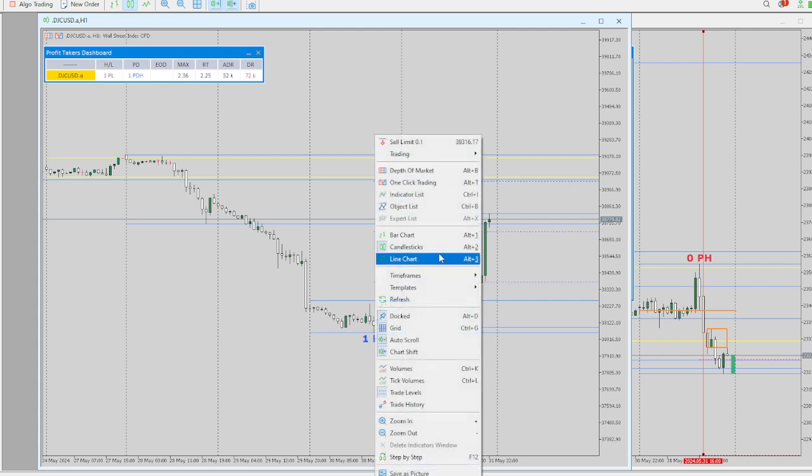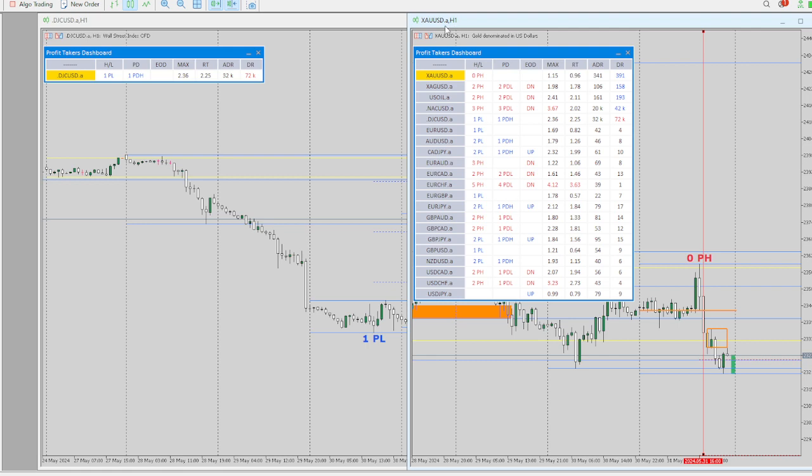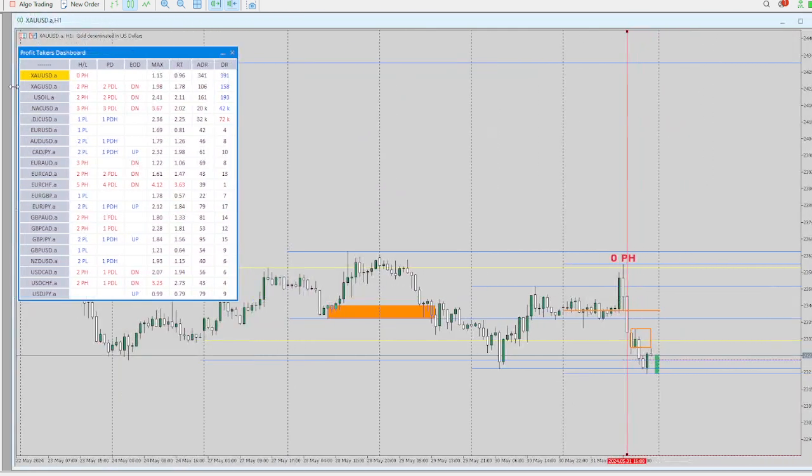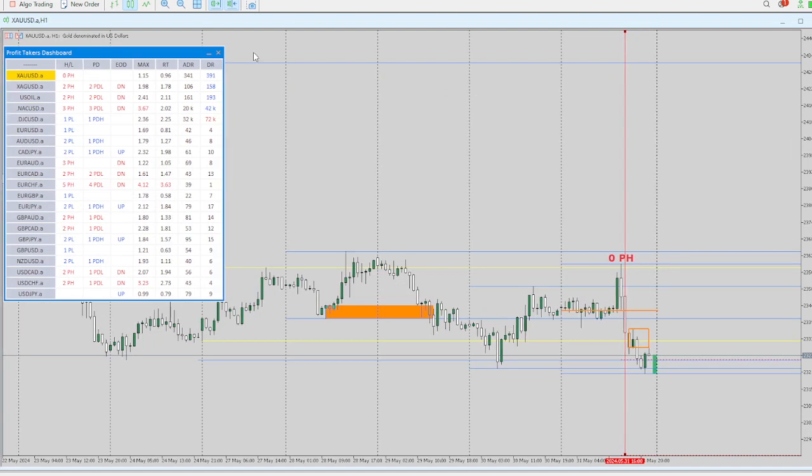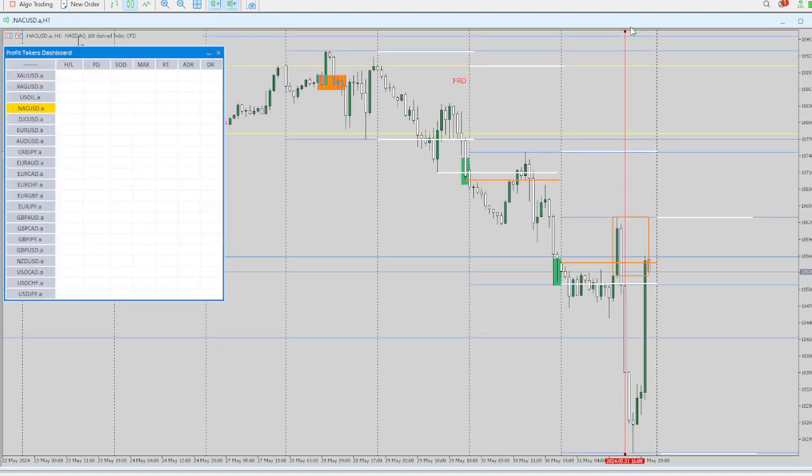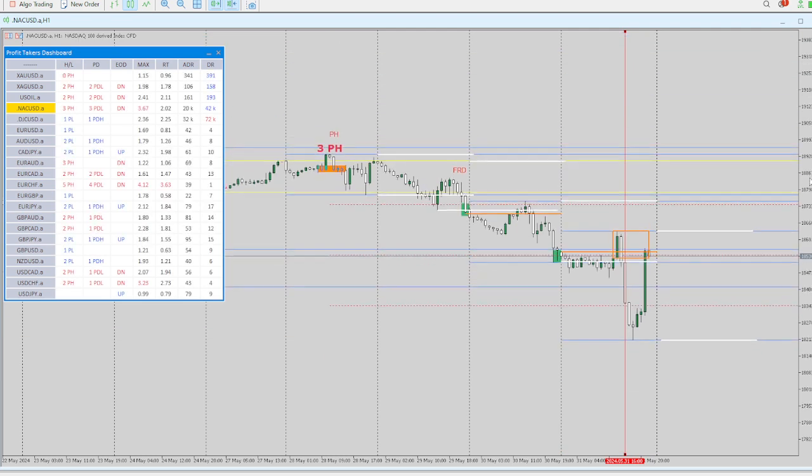We already saw that NASDAQ, and I'm just gonna go over to this one. We already saw that NASDAQ was already moving at the third hour. NASDAQ and gold, they were already moving at the third hour, okay?